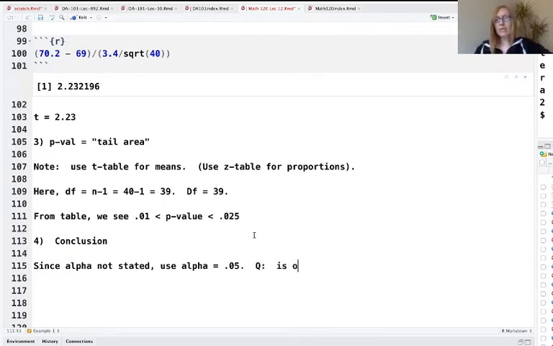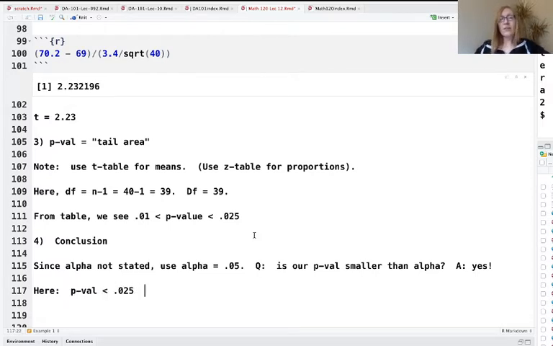So, question: is our p-value smaller than alpha? The answer is yes. Here, we know that the p-value is definitely less than 0.025. I don't know exactly what it is, but I can see that it's definitely smaller than 0.025. So that means our p-value has to be less than 0.05. How about alpha? That is, our p-value is small. We've got a small p-value here.